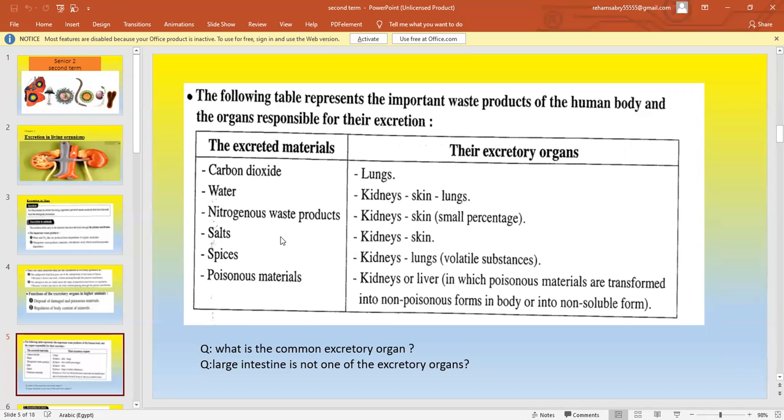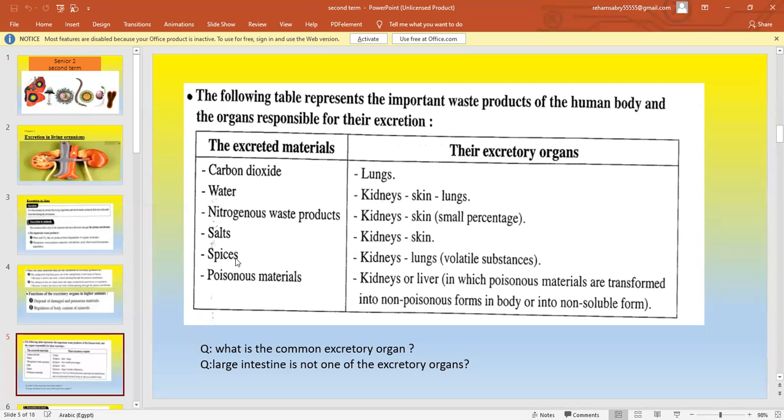We can also get rid of spices through the lungs, but only the volatile substances from the spices. So I have carbon dioxide, water, and spices from the lungs. And I can get water excreted from the kidneys and the skin, and nitrogenous waste also from the kidneys and the skin, but only a small percentage of nitrogenous waste comes out through the skin. Salts are excreted mainly by the kidneys and skin.